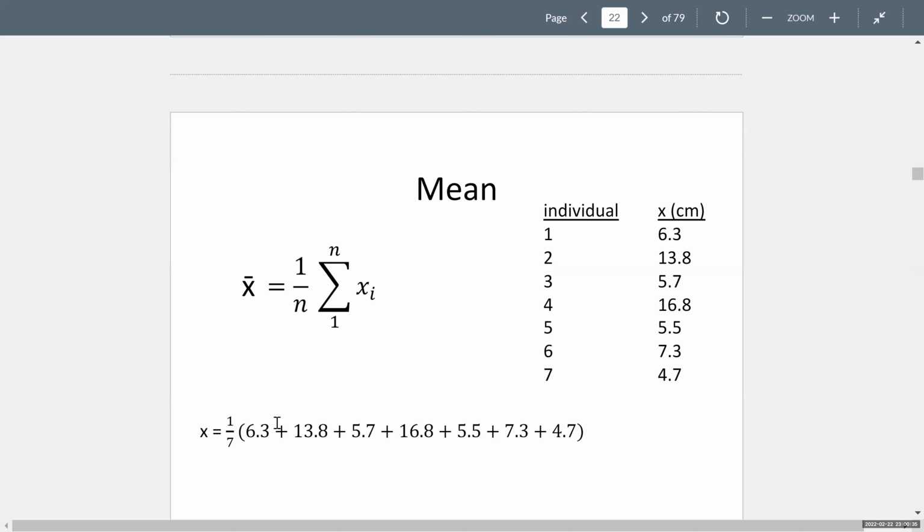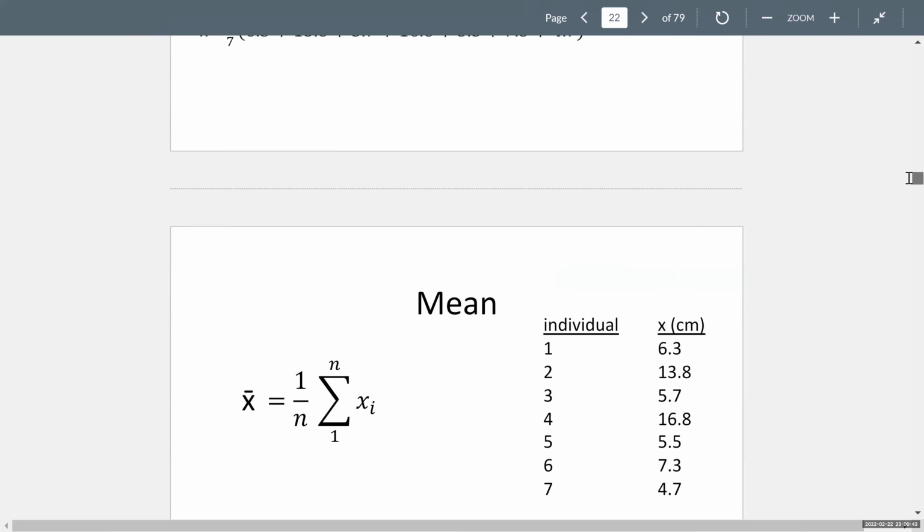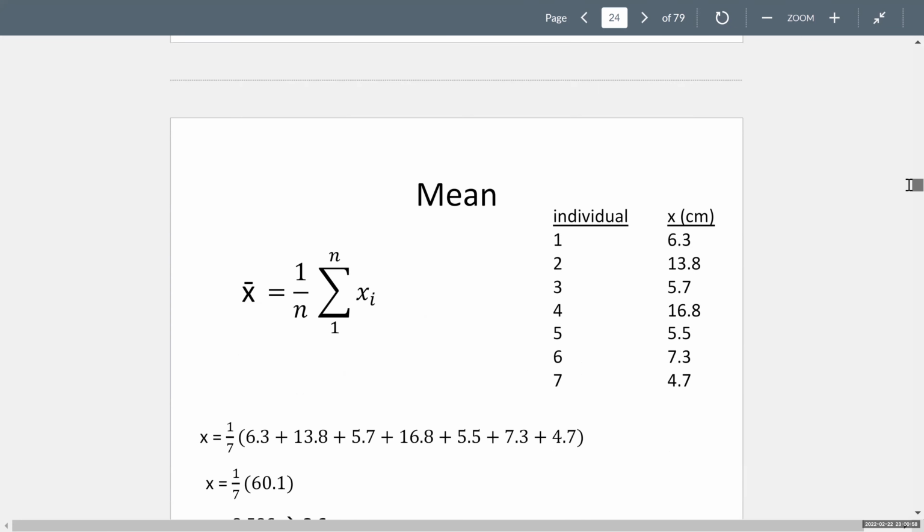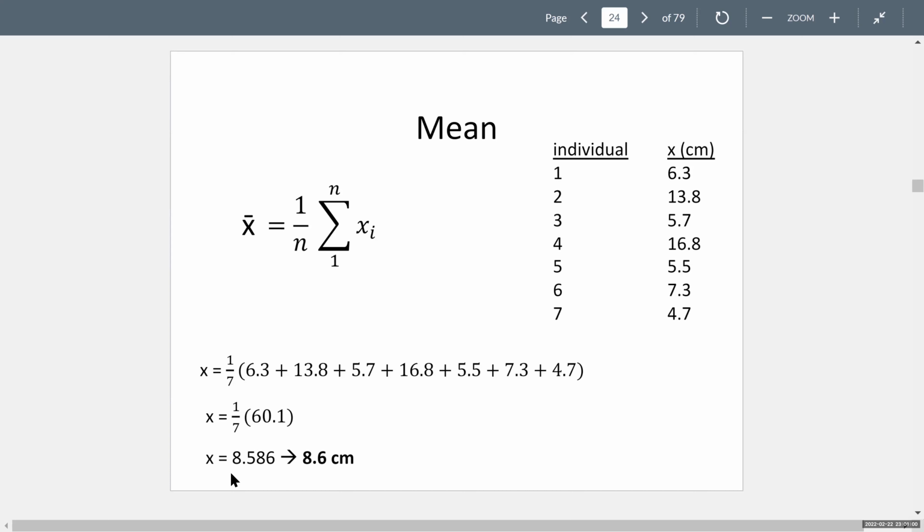All right, so here I've taken my 1 divided by 7, and then I've added up all my observations all the way across. You should get a sum of 60.1. Don't forget to divide it by 7. And in this notation, it should be x bar, little x. All right, what do we get? We get 8.586. Remember when we talked about significant digits?